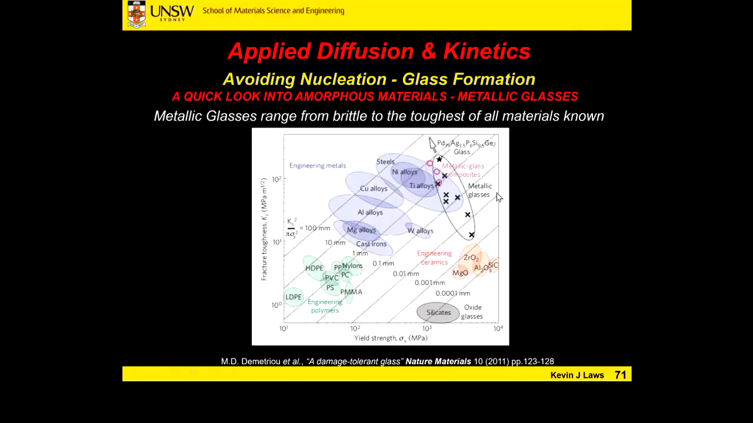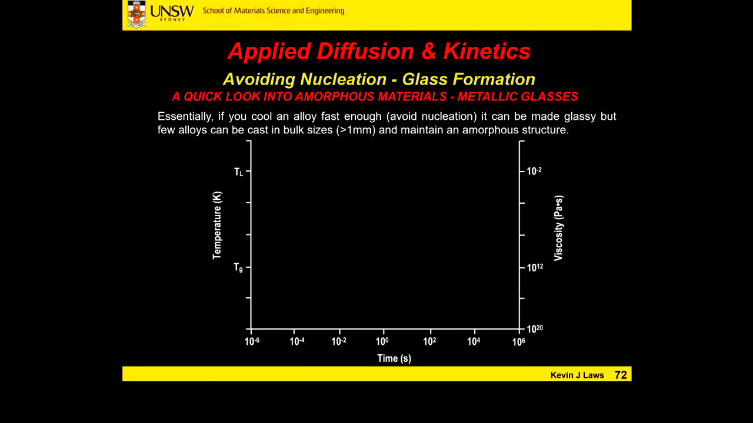We can also see that a metallic glass can be very, very tough. Here's our fracture toughness of this palladium-based glass up here, and here's our regular silicate and oxide glasses down here. This has to do with the bonding. We've got metallic bonding there instead of covalent bonding.